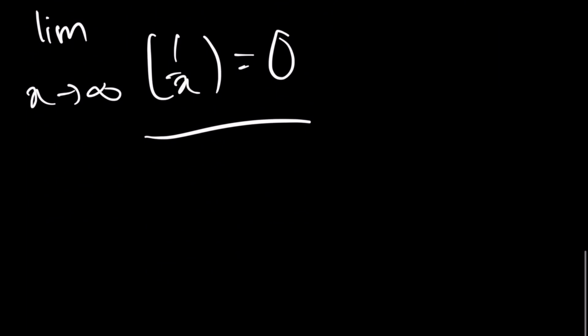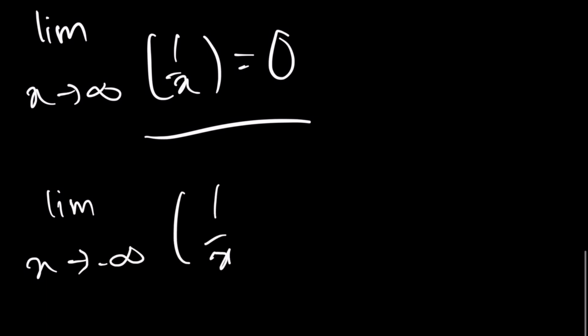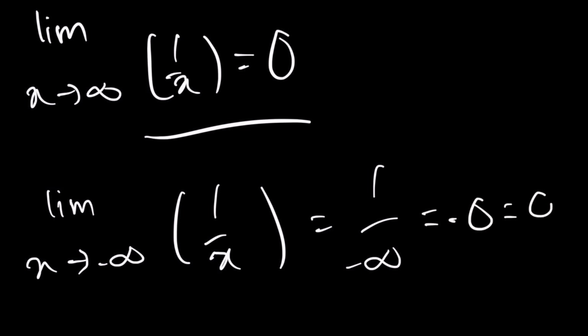This would also hold true for negative infinity, where if we have 1 over x, we'll get 1 over negative infinity, which would mean it is getting negatively infinitely small, so that'll be equal to minus 0, which is just equal to 0.